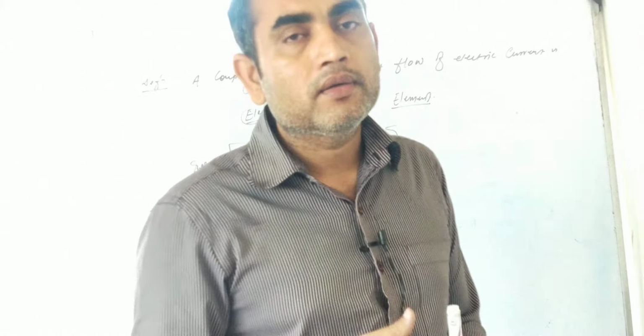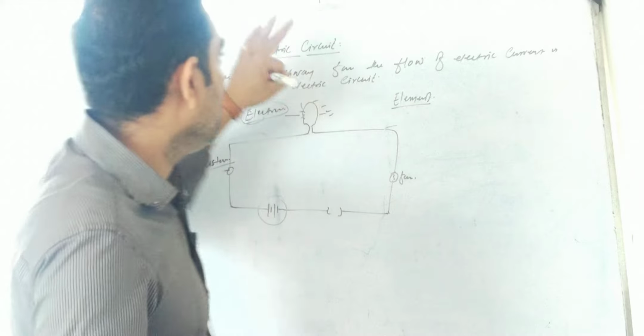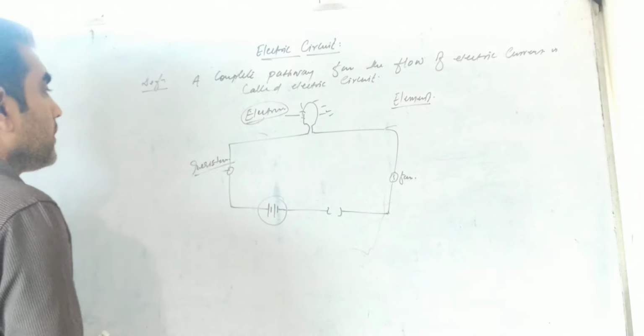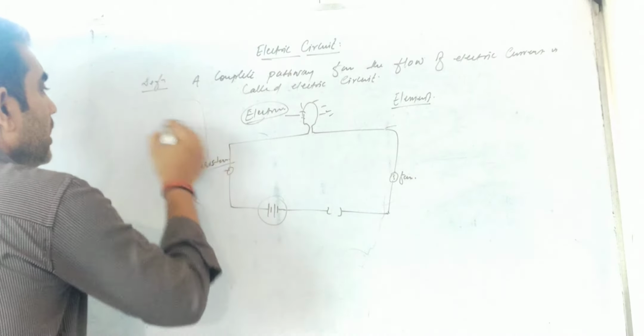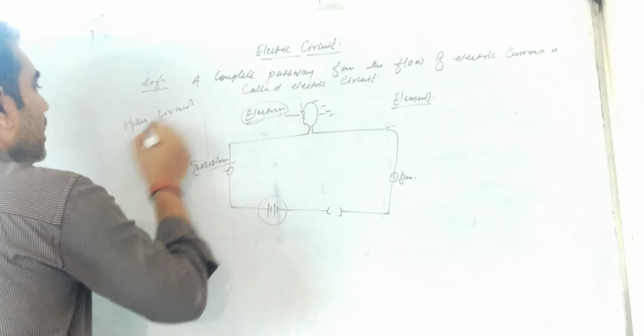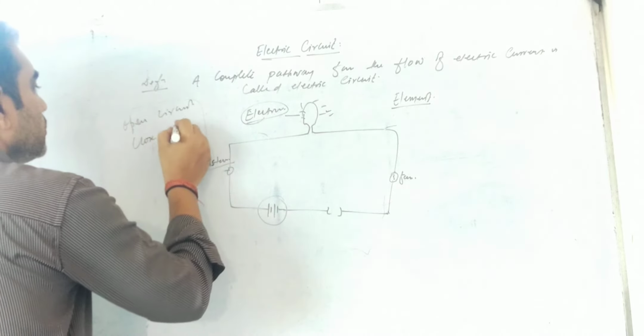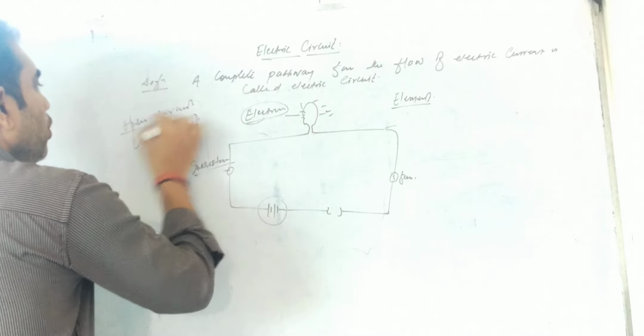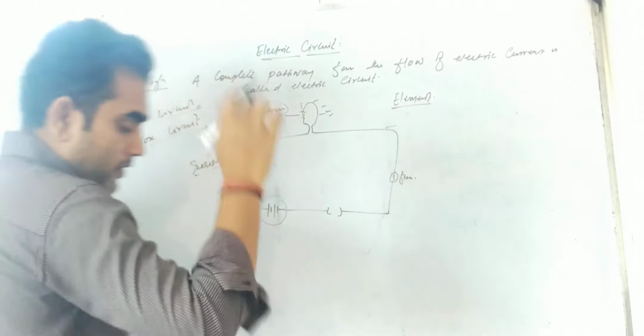After that we are going to the types of electrical circuit. We have two types. One is the open circuit and the other is the closed circuit. Closed circuit. Open circuit.